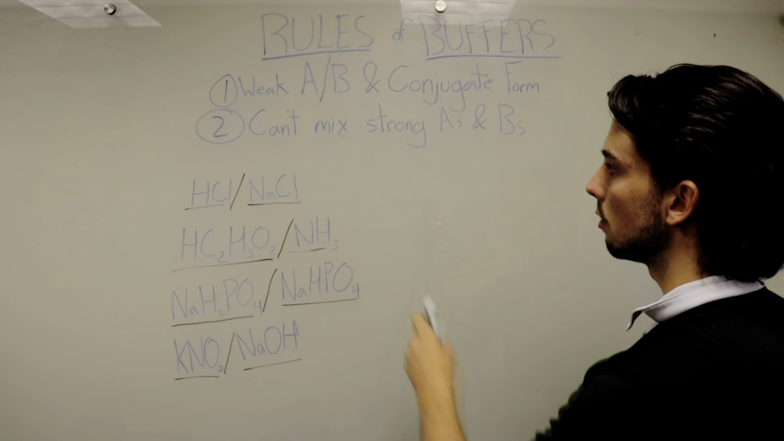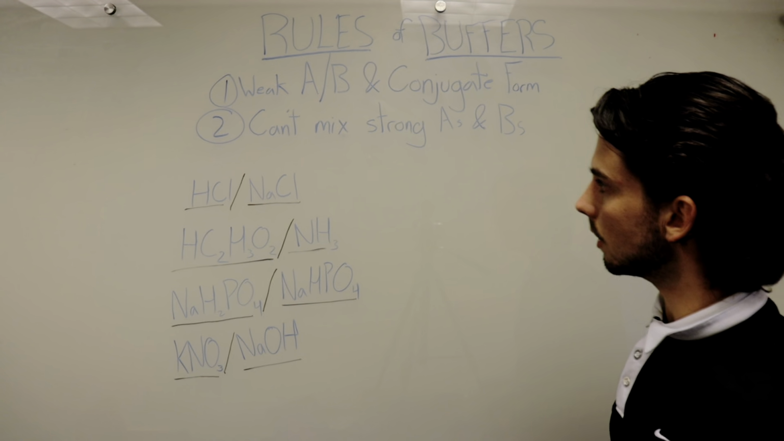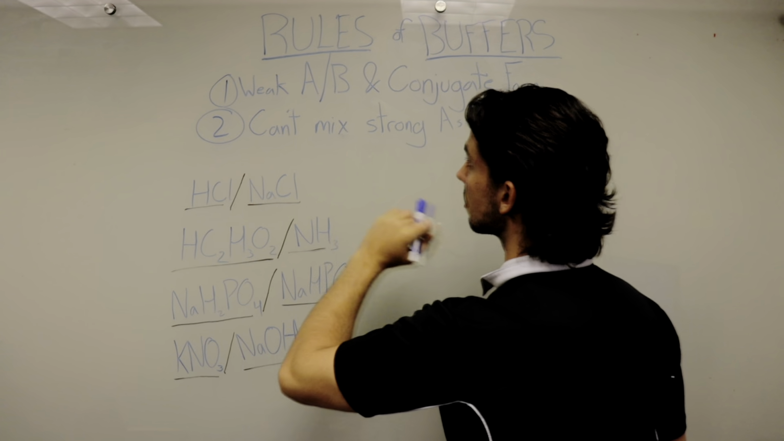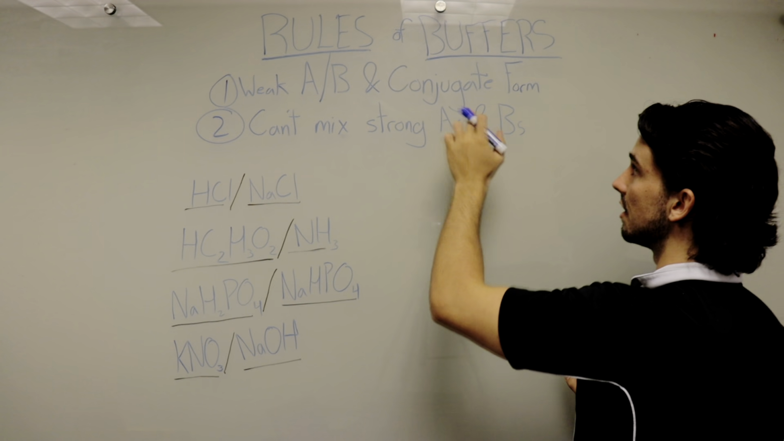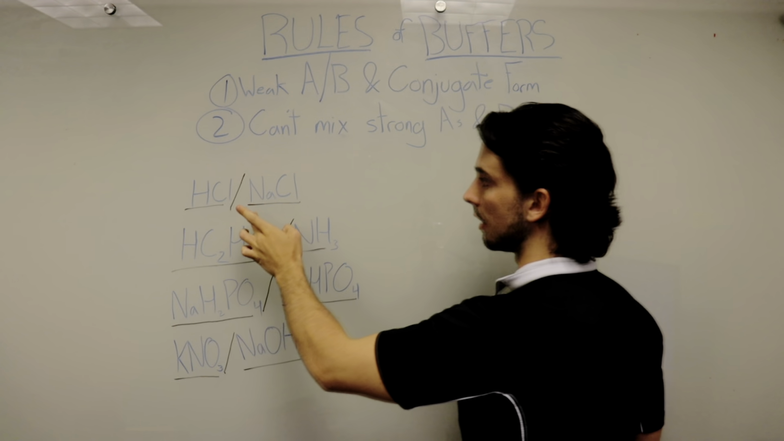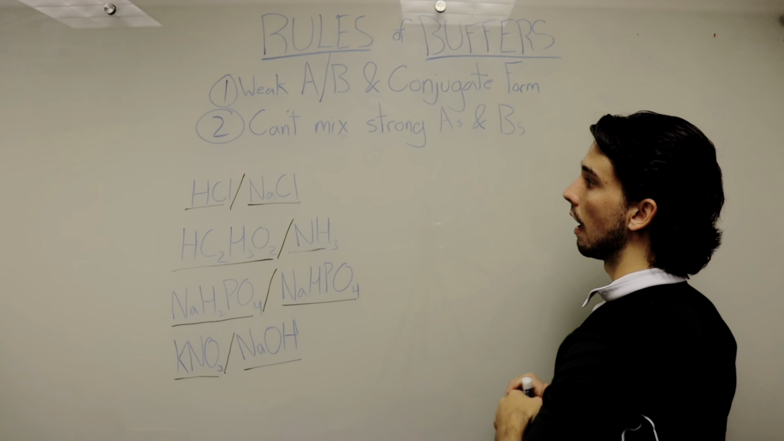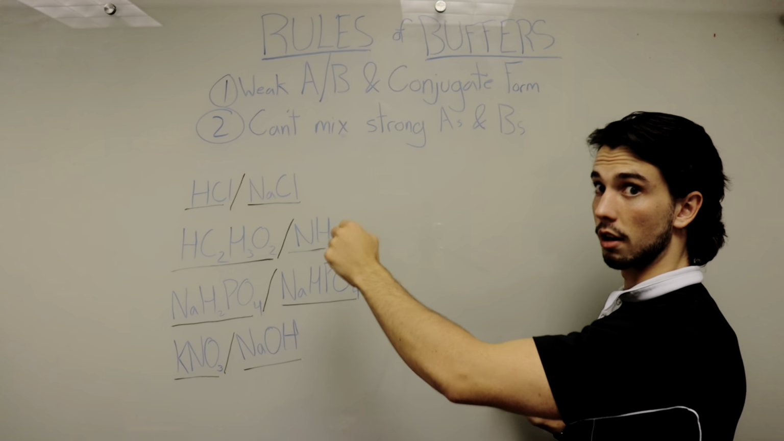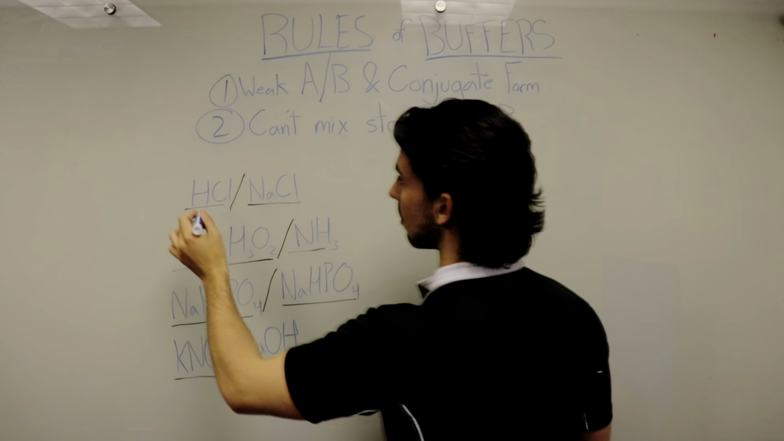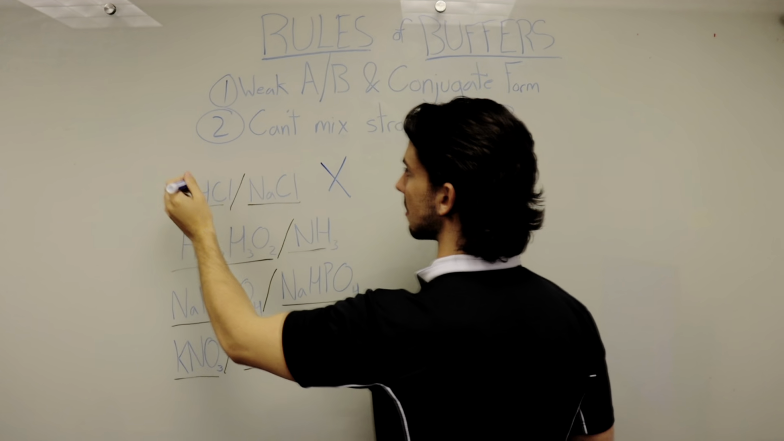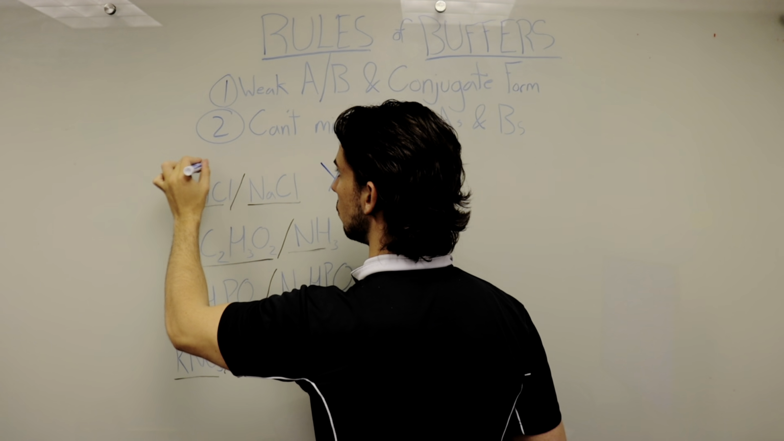So let's look at a few examples that we have here. Hydrochloric acid and sodium chloride. So let's look at these rules. Is it its conjugate form? Well, here we have the acid, true, and here we have its base form. However, we should all realize that hydrochloric acid is going to be a strong acid. So this is why these are not going to form a buffer. Hydrochloric acid is going to be too strong.